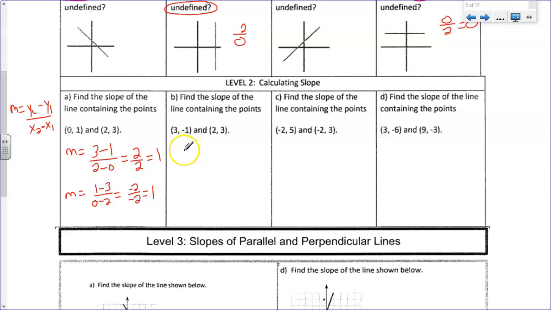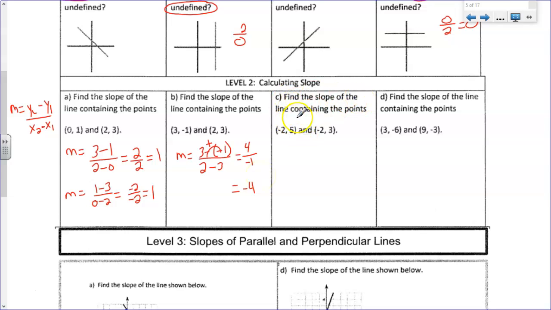Okay, here we're going to do 3 minus a -1, and then 2 minus 3. Remember, minus a negative becomes plus a positive. 3 plus 1 is 4. 2 minus 3 is a -1. So that's going to give me a -4 as my slope there.